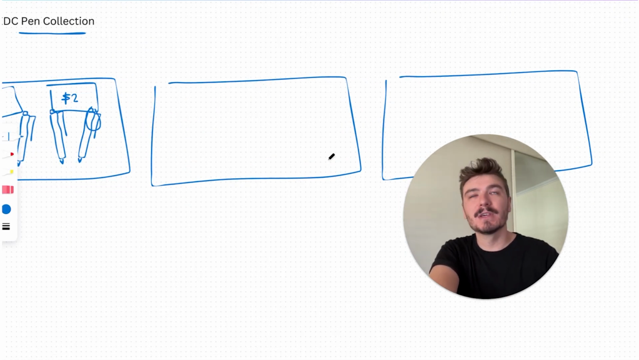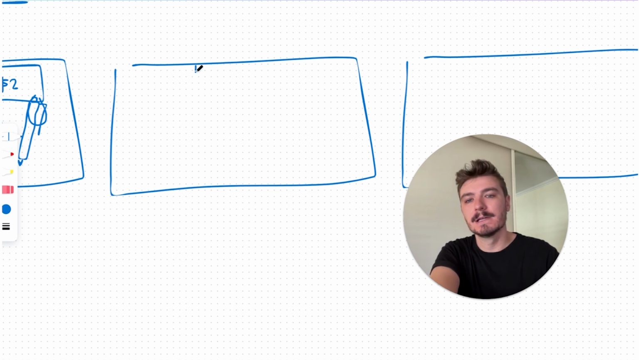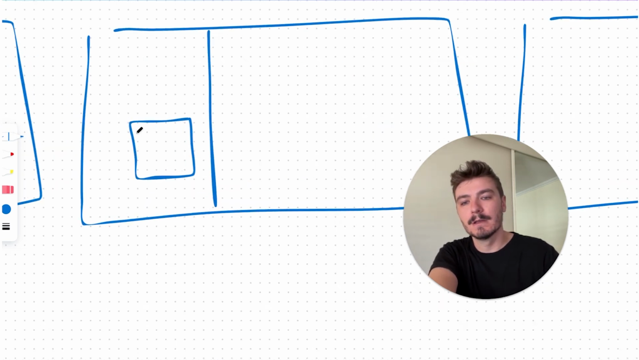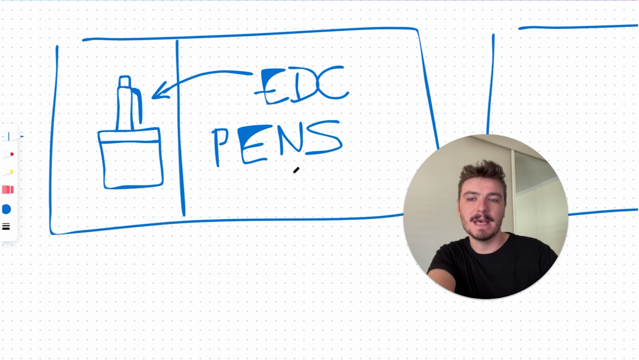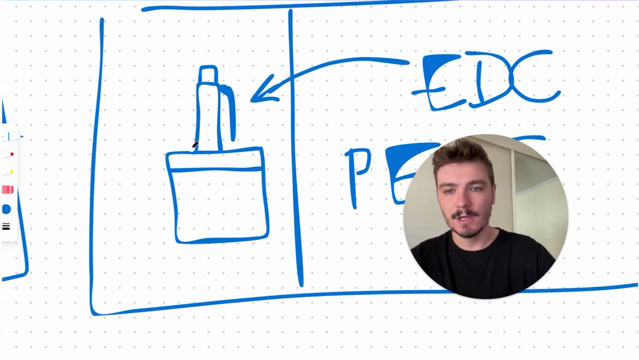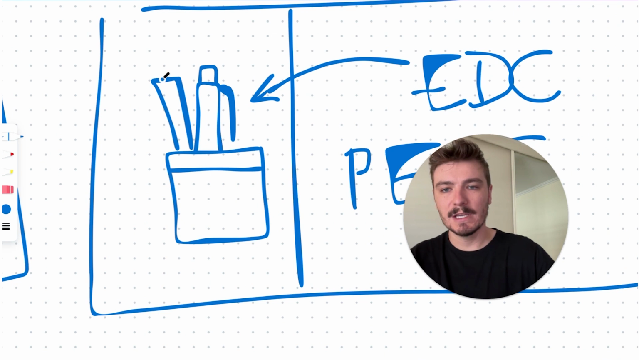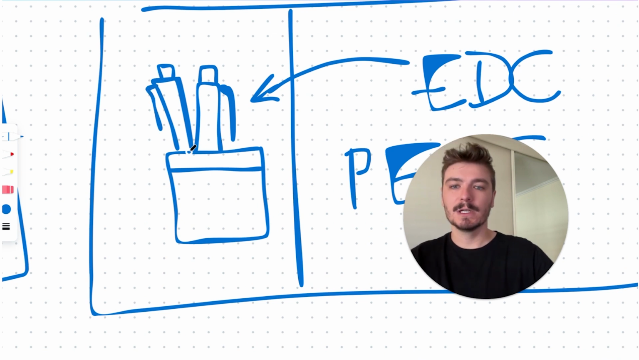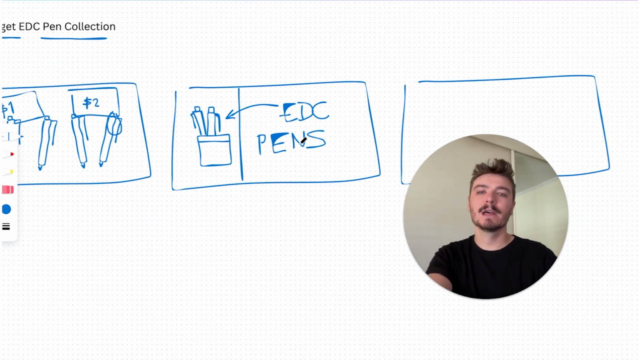If you carry something every day, it might be in your pocket. So this here is my drawing of a pocket. And then we have the pen here like that. EDC pens. I can't see that it's many though. So you know what? I should do at least 2 or 3 in this pocket here, so you understand, oh, okay, this is multiple pens.